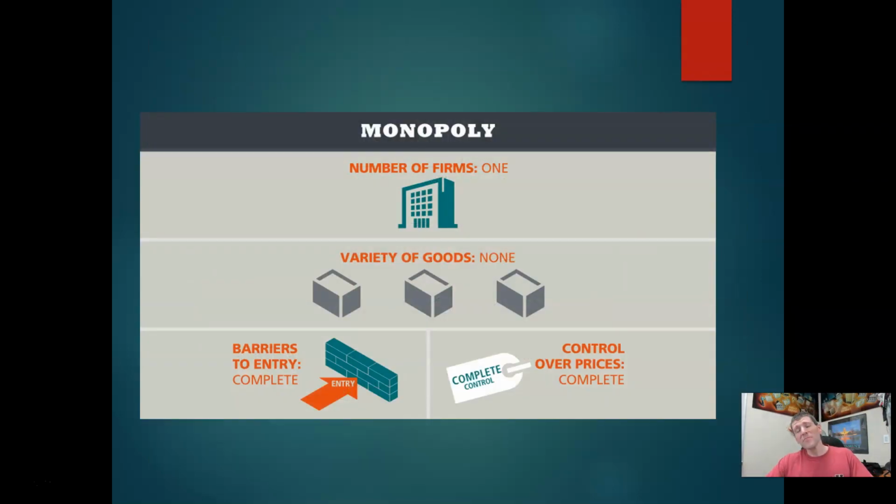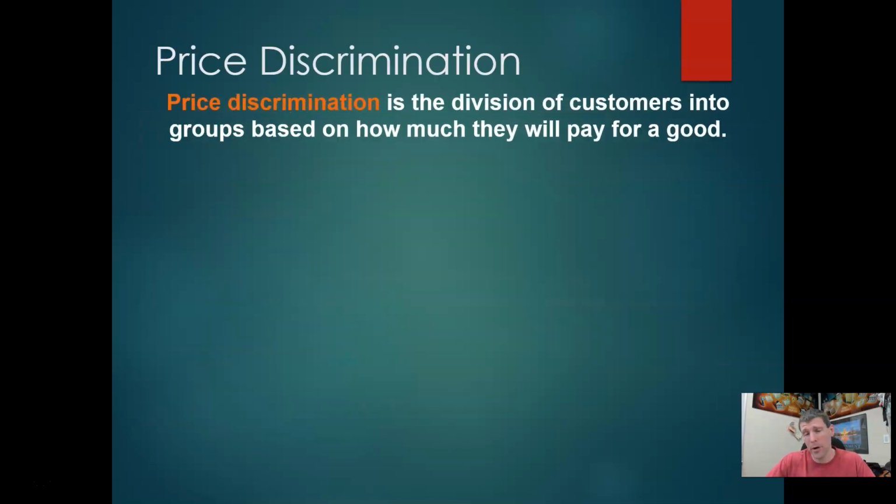Anyway, so monopoly, you only have one firm that dominates. There's no variety of goods because you only have that one company producing them, so you're not going to have variety. The barriers to entry are absolute, and they also have complete control over price because they can make it whatever it is they want, hypothetically anyway.